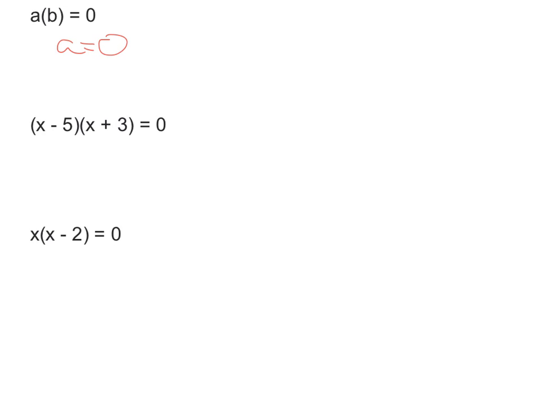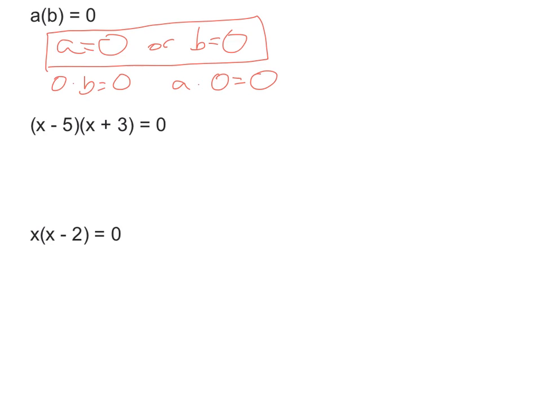This tells me that a is 0, maybe, because if I take 0 times b, anything times 0 is 0. But I have another option. The other option is that b could be 0, because then if I take a times 0 instead, the result is 0. So I can't tell you which one is 0, but I can narrow it down to these two options. Either a is 0 or b is 0. We can apply this information to these two problems below.